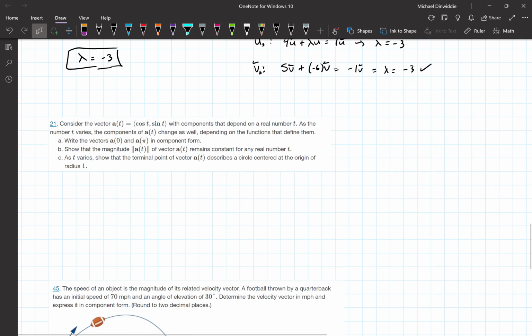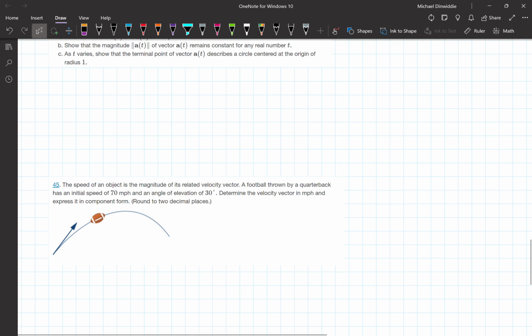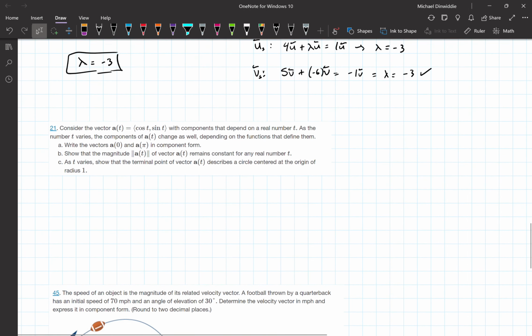Okay, so let's just do a couple more here. I think I only have, we'll see. If we can get this all in before 35 minutes, we'll do 45, but otherwise we'll call it there.